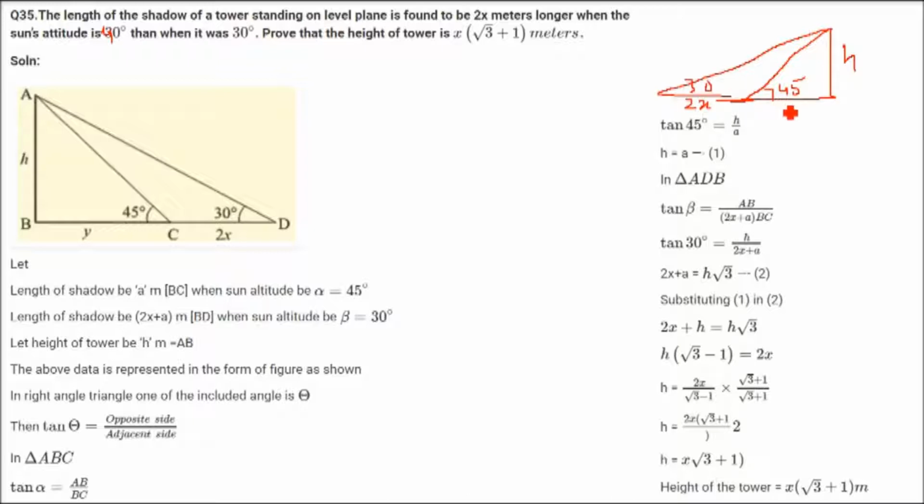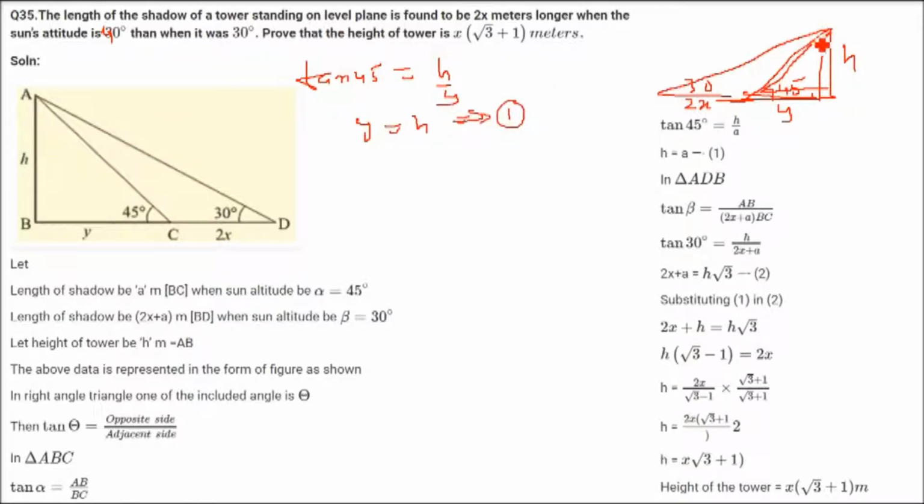Okay. So let us assume this to be y, and we'll just eliminate this y. So first is this small triangle we are going to take. This one. So here tan 45. In this case, we are taking triangle ABC. So tan 45 is h by y. So y is equal to h because tan 45 is 1. This is our first equation.